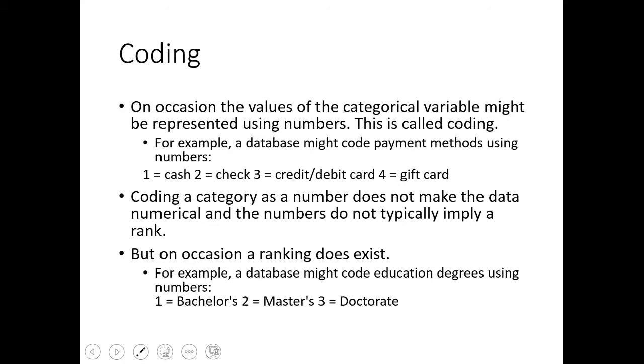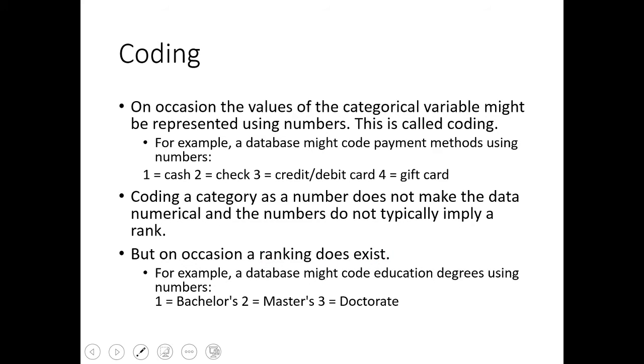In the first example, these numbers do not have ranking. So we can assign other numbers. Instead of 1, we can give 2 for cash, 1 for check, 4 for credit card, and 5 for gift card, or something like that. So in the first example, the order of the numbers has no meaning, but sometimes coding has some ranking information.